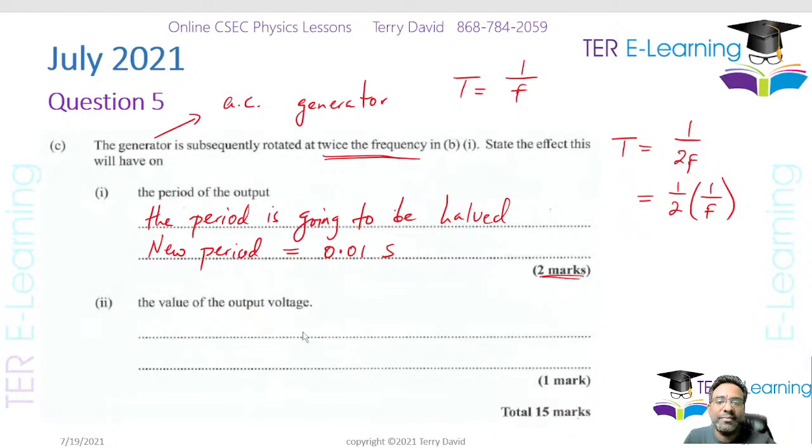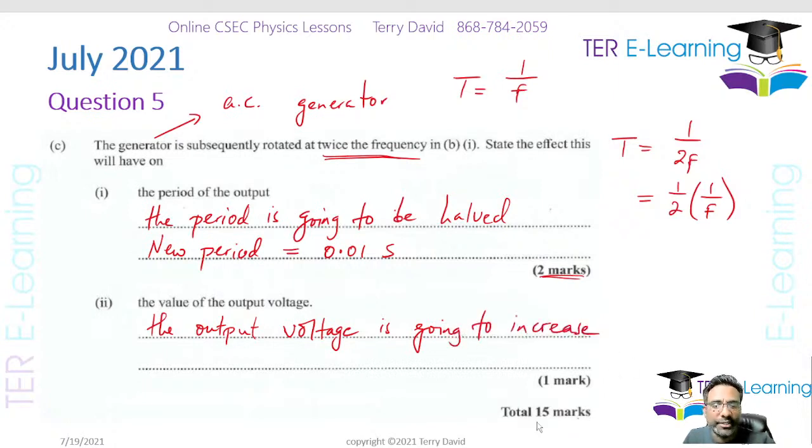And the second part, the value of the output voltage. What is going to happen to the output voltage? Now this is an AC generator. If you spin the coil faster, it means that your output voltage is going to increase. So all you're going to say here is that the value of the output voltage is going to increase. And that's it. That's the answer for question 5.